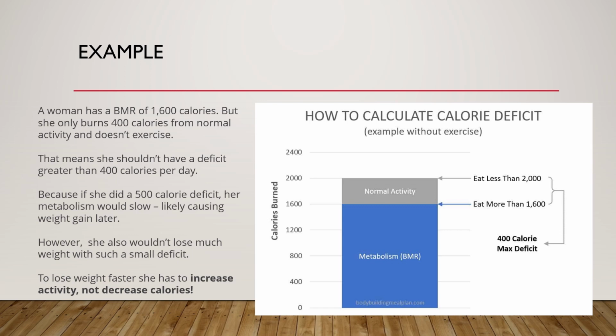She should not eat more than 1600 or less than 200 to make sure she is under a 400 calorie deficit. However, she also wouldn't lose much weight with such a small deficit. This deficit of 400 is very small because she's not working out, right? To lose weight faster, she has to increase her activity and not decrease her calories.